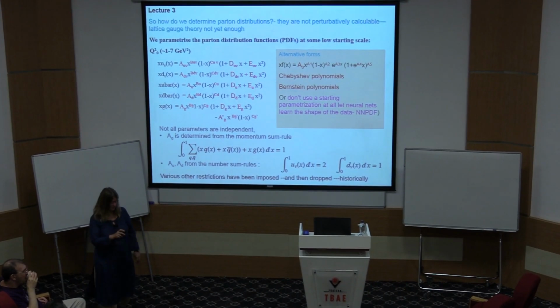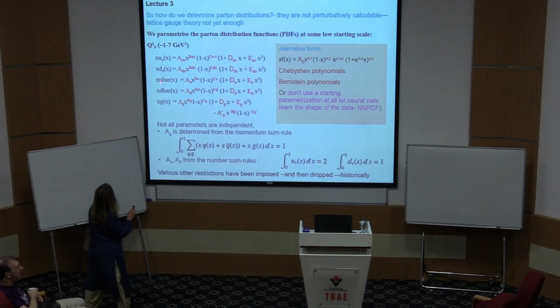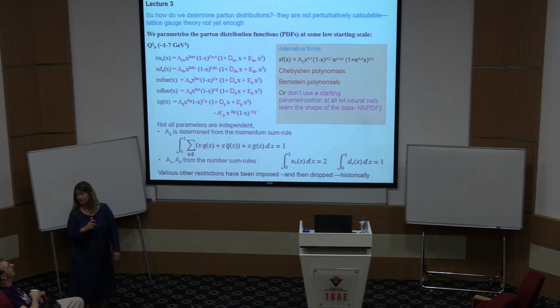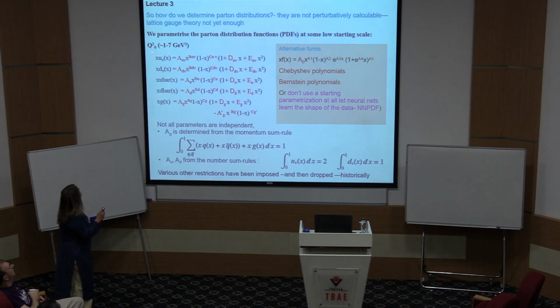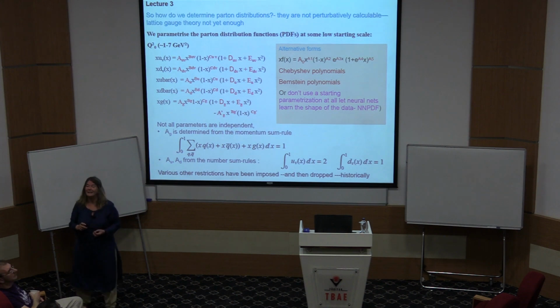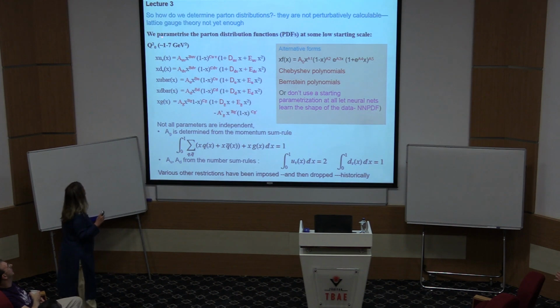So, in fact, what you do is you have to parameterize them. You choose some low scale to begin your parameterization at, and you evolve them up. Here I've written possible choices of the low scale from 1 to 7 GeV. It has to be high enough that you think the value of alpha S at that value will allow you to do perturbative work, right? We used to have it around about 5, but it is true that people have tried going lower.